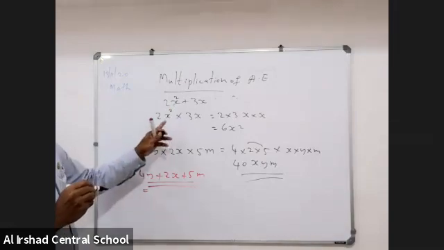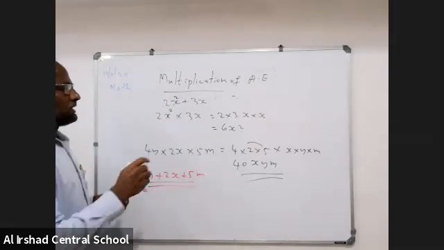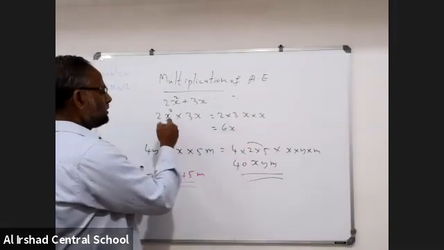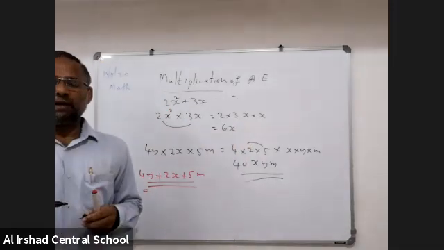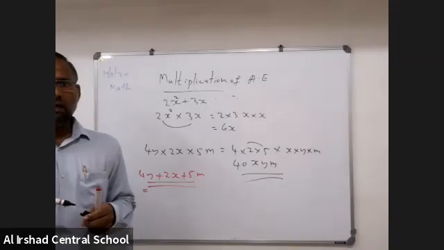What is the answer here? 2x squared into 3x. What is the answer? 2 into 3, 6. Then x squared into x. What is the answer? Tell me. x squared into x.